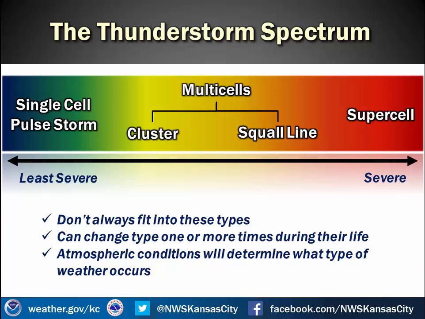Now, they range anywhere from the single cell storm or pulse thunderstorm or garden variety thunderstorm over there on the left-hand side that are almost never severe, all the way over to the supercell side of the spectrum, the granddaddy of all thunderstorms that are almost always severe. Okay, so keep that in mind.